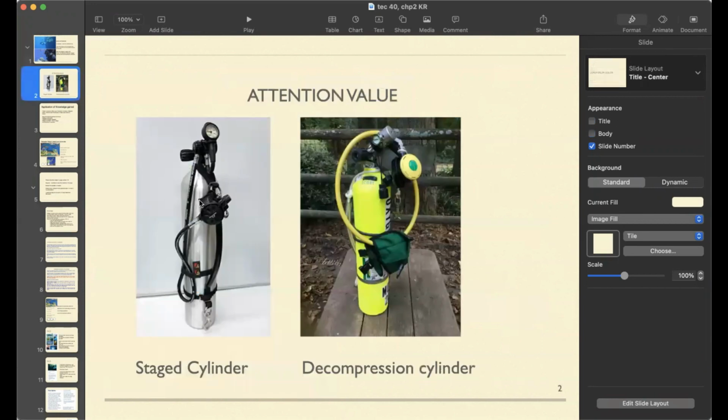This is the stage cylinder, which is normal air. It's just to extend the depth, and this is the decompression cylinders.